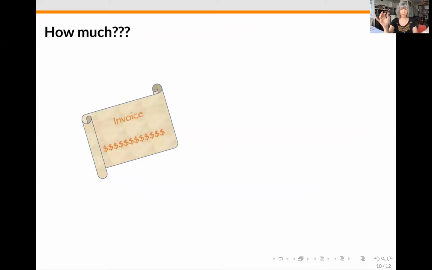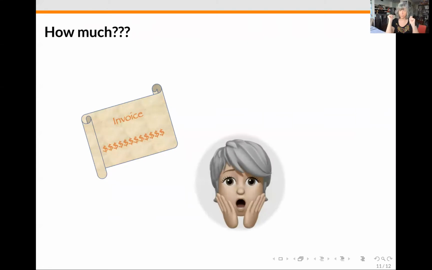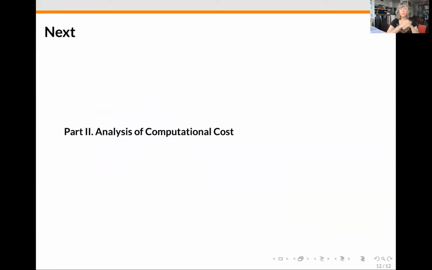Oh, yes, of course. I forgot that they need to invoice me, right? And when they give me the invoice, I was very surprised because I wasn't expecting it to be that expensive. So what we're going to do next time is analysis of the computational cost. So how can we actually get a grasp of how much they are going to charge if I do all this subcontracting?